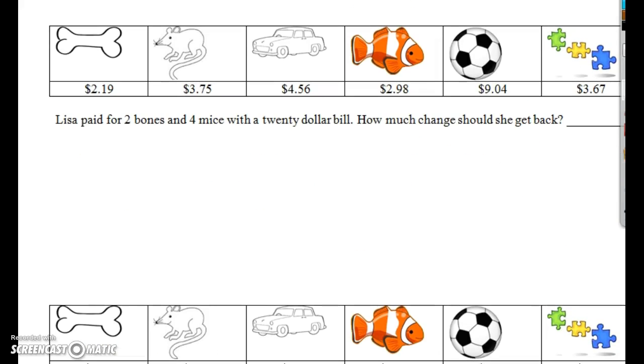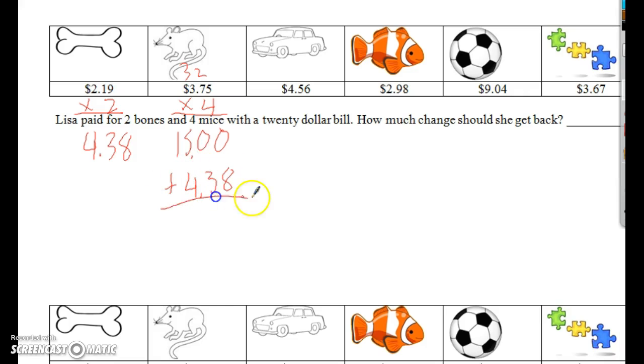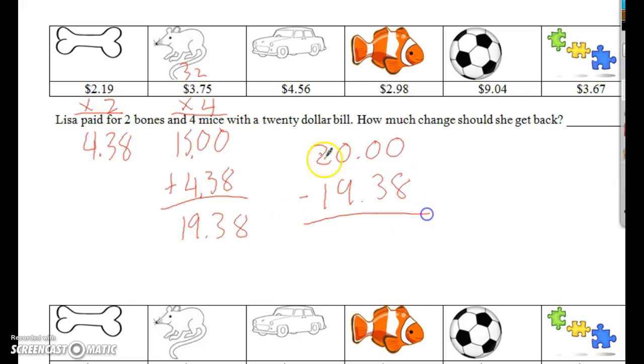All right, we got 3 to go. Almost out of time. I'm going to have to hurry. Lisa paid for 2 bones and 4 mice with a $20 bill. What change should you get back? So we're going to take the 2 bones times 2. We're at $4.38. We're going to take the 4 mice times 3.75. There's 20, 30, 15. Add those 2 together. 15 and 4.38. I'm at $19.38. She paid with a 20, and I need change. So now I'm going to be subtracting. A lot of borrowing going on. And we're at just 62 cents.